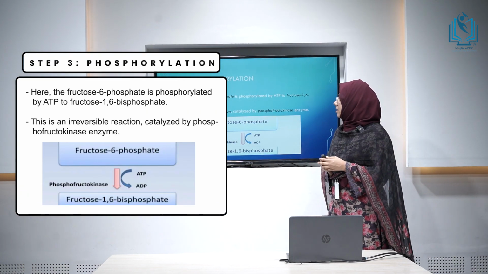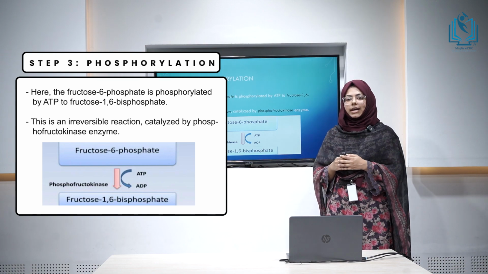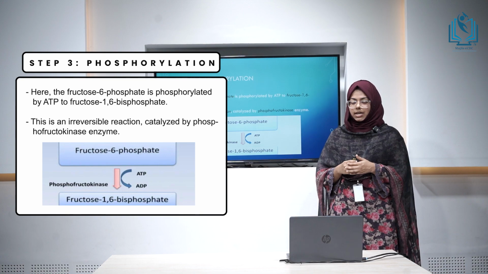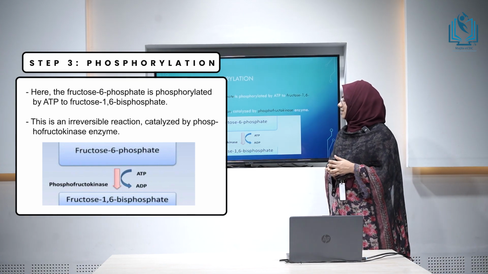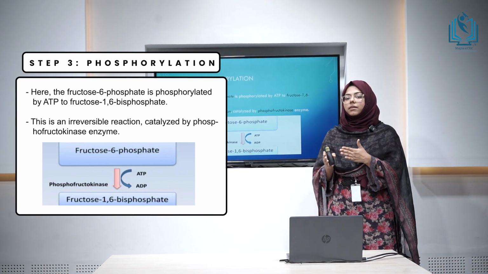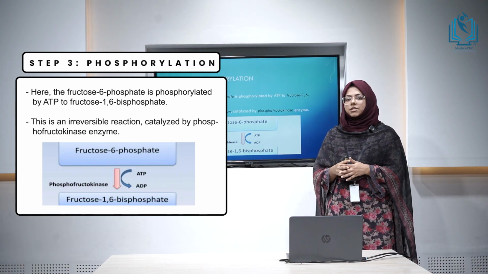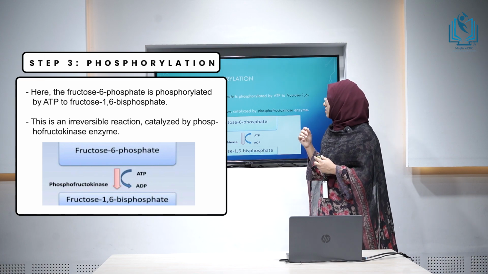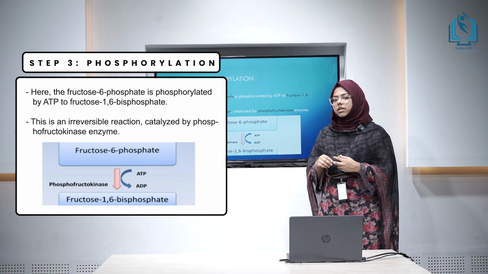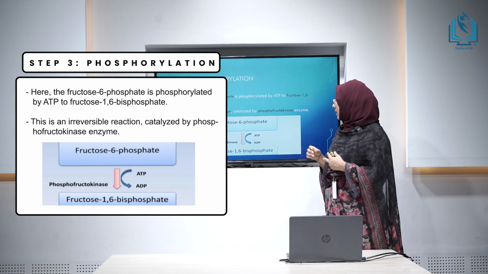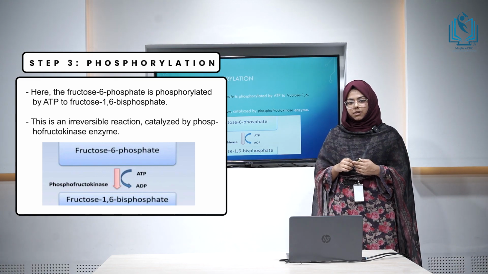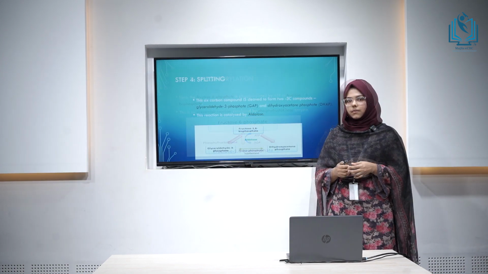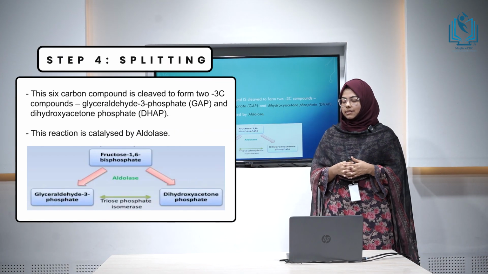Step 3, phosphorylation. Here fructose 6-phosphate is phosphorylated by ATP to form fructose 1,6-bisphosphate. This is an irreversible reaction which is catalyzed by an important regulatory enzyme, phosphofructokinase, and the reaction can be summarized as fructose 6-phosphate getting phosphorylated by the ATP to fructose 1,6-bisphosphate with the help of the enzyme phosphofructokinase.